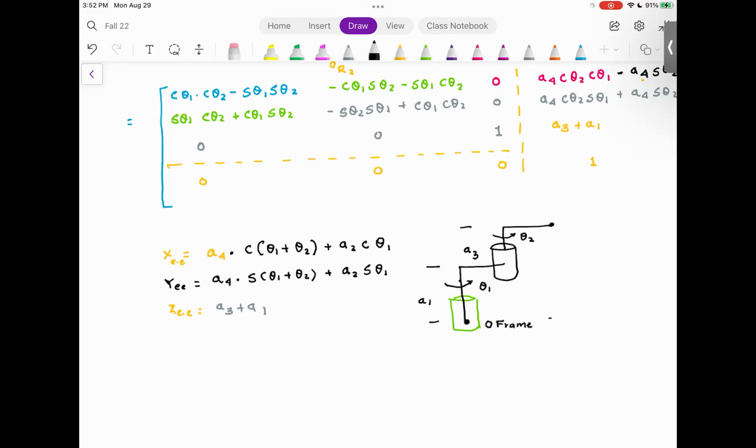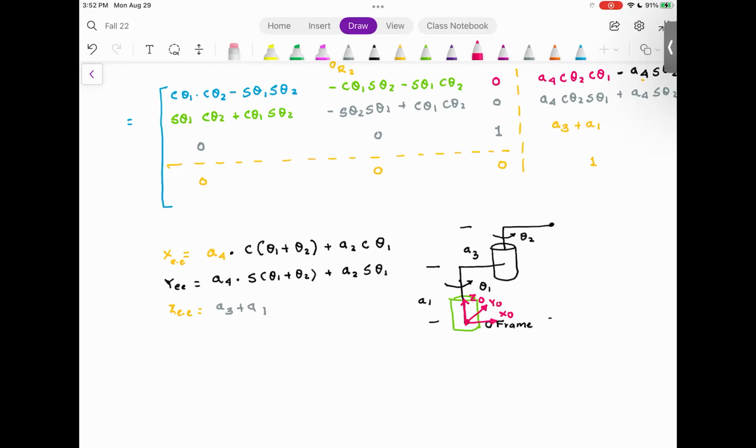no matter what I do, the Z distance, let me give you the coordinate frame. And this is the coordinate frame that everything is expressed in. Everything is expressed in the inertial coordinate frame. This is Z0, X0, and Y0.